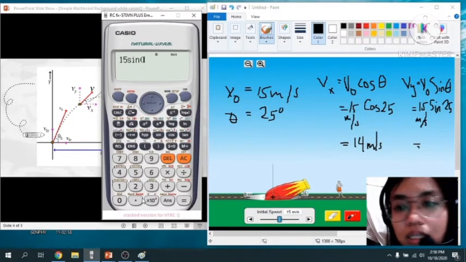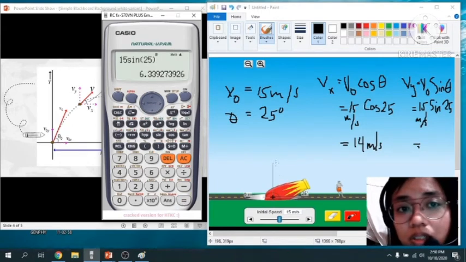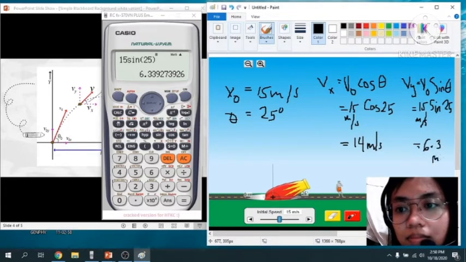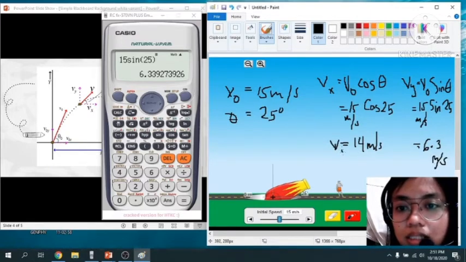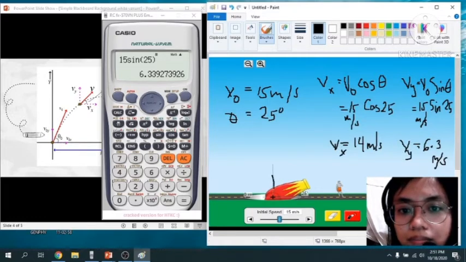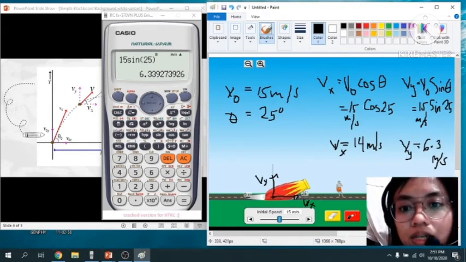The next one, 15 sine 25, is equivalent to 6.33, or 6.34, or 6.3. So this would be the Vx and the Vy. This is our velocity y, and this is our velocity x, the horizontal.